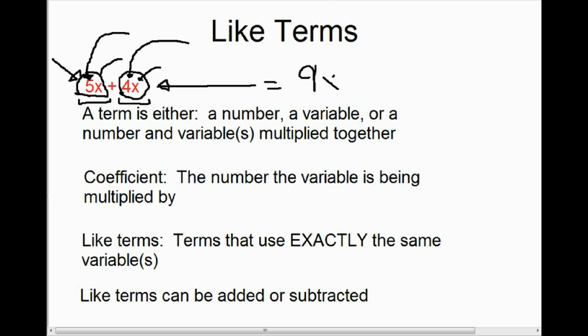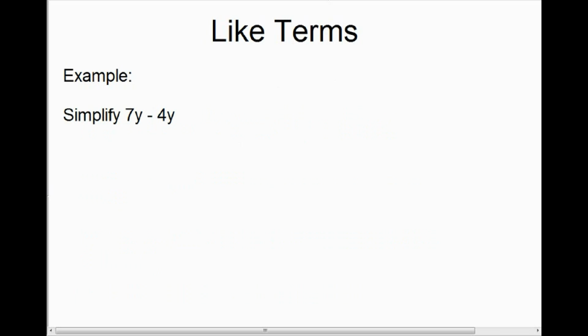And as we saw with that example, when x was equal to 8, whether we substituted into this math sentence, 5x plus 4x, or into this math sentence, 9x, in both cases we got 72. So there we can see that these two math sentences are equivalent. They are exactly the same. 5x plus 4x is the same as 9x.